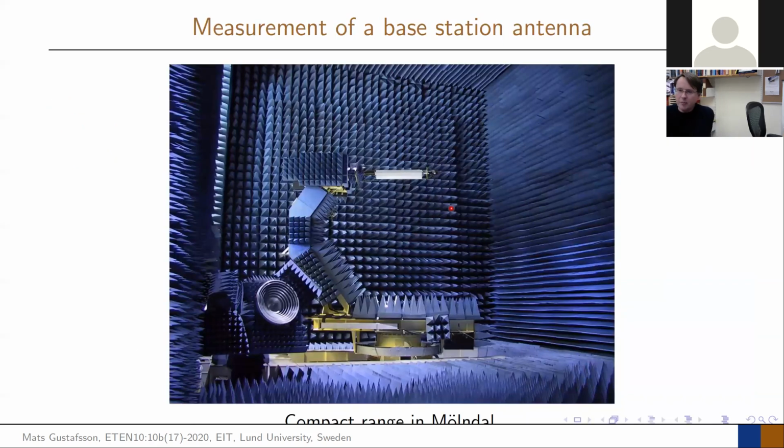This is one in Mölndal outside Gothenburg. So this is the Ericsson chamber. And here you can see a base station that sits here. Here you can see the transmitting antenna, and there is a reflector here. So this one goes there through the reflector and it bounces there. Or it can, of course, go the opposite way too in these cases.